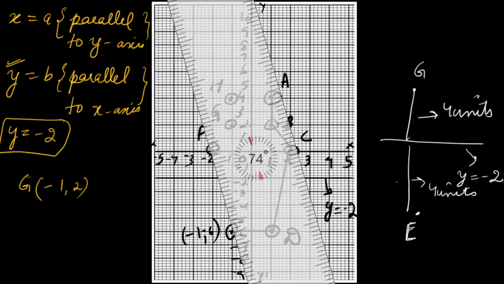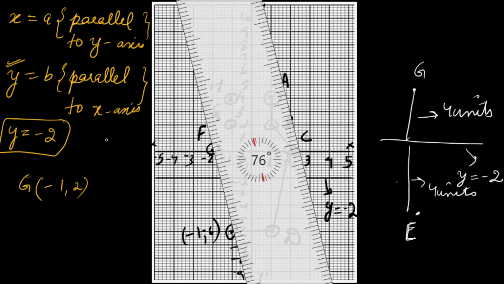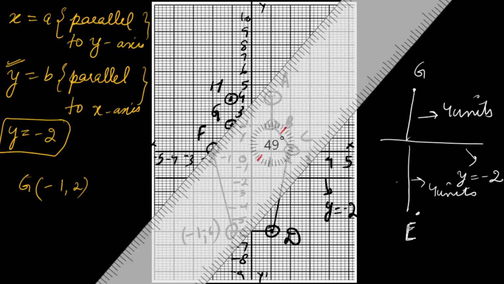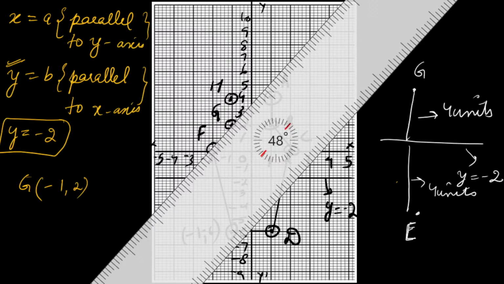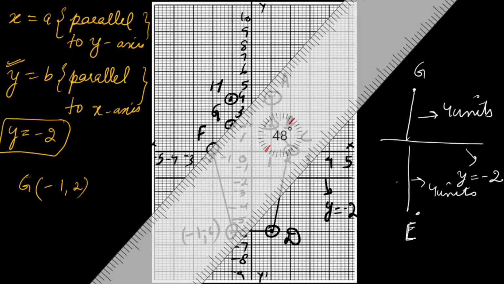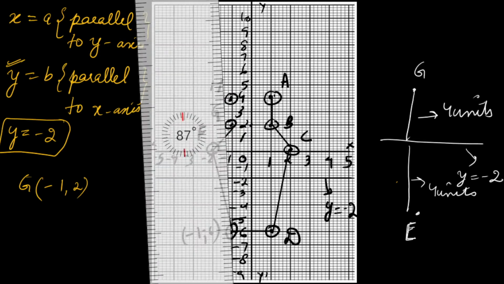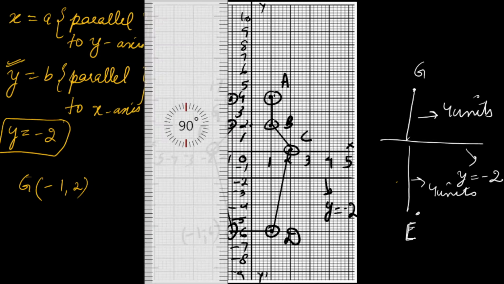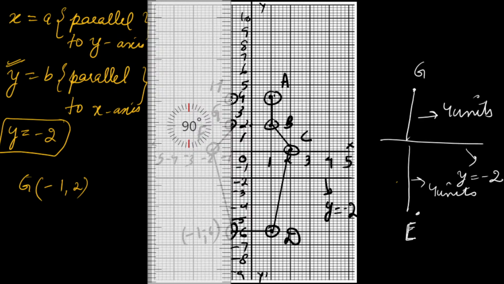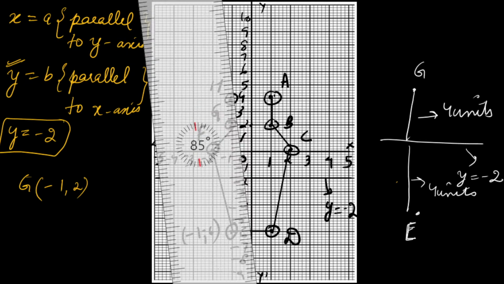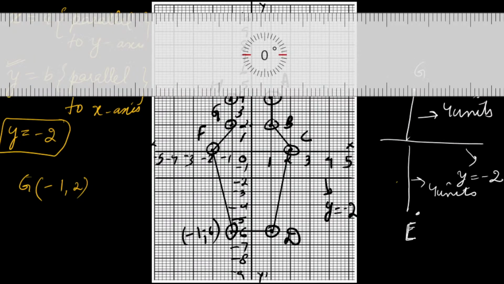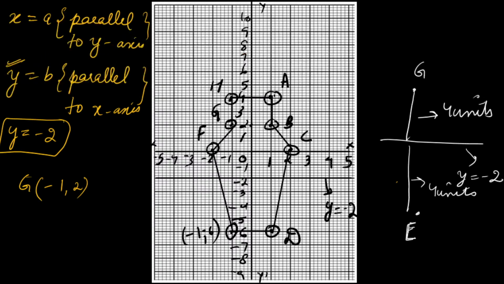So with the help of a scale, you also have to join EF, F with G, G with H, and H with A. The last one you have to join with the first one, because here we will always get closed figures. And H with A. So I have joined.